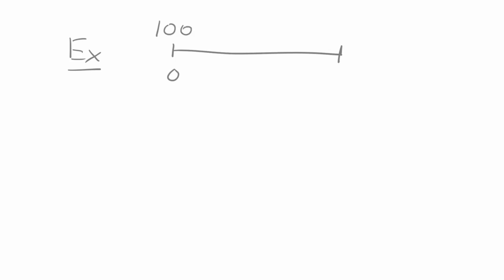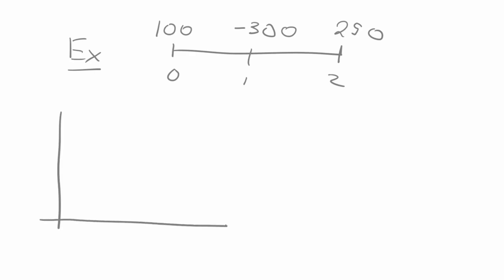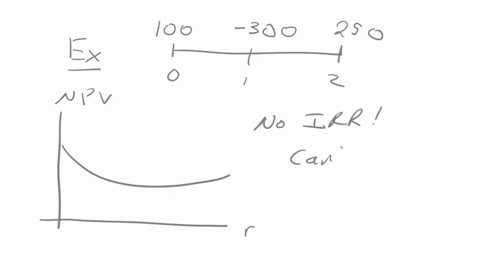So suppose at time 0 you have 100, then at time 1 you have minus 300, at time 2 you have 250. So again, this is a mix between an investing and financing project. This is kind of an interesting project because it turns out that for this project, NPV is greater than 0 for any R greater than or equal to 0. So there happens to be no IRR, and again, you can't apply the IRR rule.